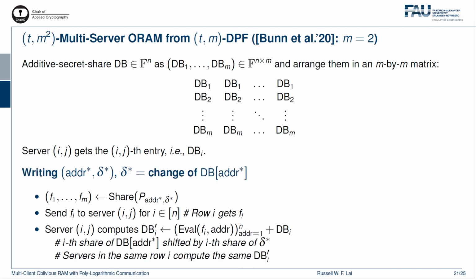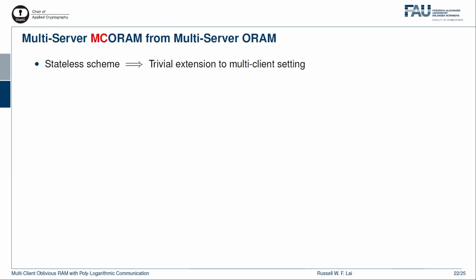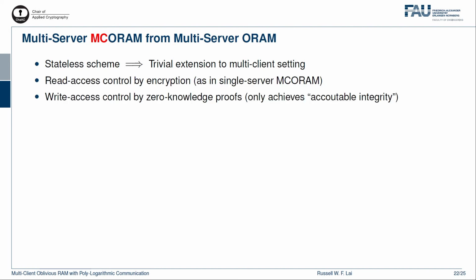Oblivious write can be done similarly, but this time the DPF shares are distributed row-wise. Since the multi-server ORAM scheme is stateless, it is straightforward to adapt it to the multi-client setting. Then, to make it a full-blown MCORAM, we just need to add read and write access control. To this end, read access control can be done by encryption, like in the FHE-based single-client MCORAM construction. Write access control can be done using zero-knowledge proofs.